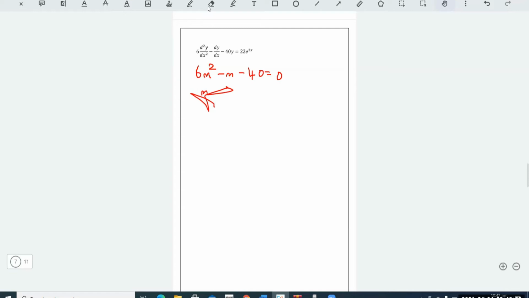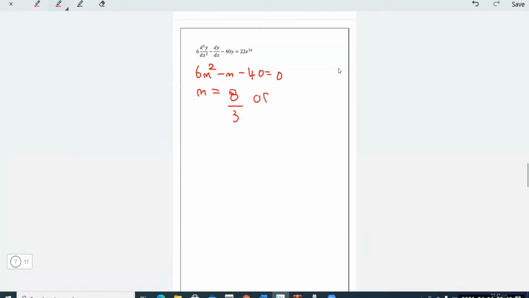What's going on? I don't know why that didn't erase. Let's go again. m equals 8 over 3 is one possibility.